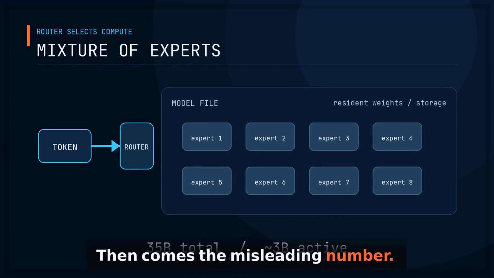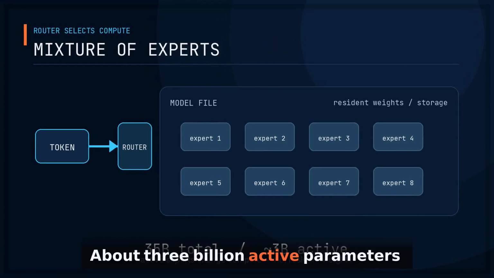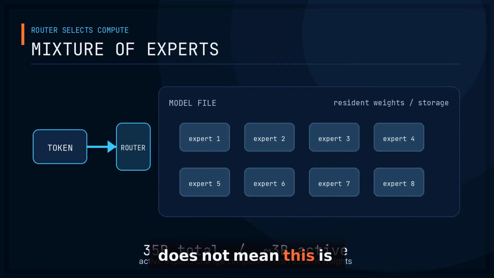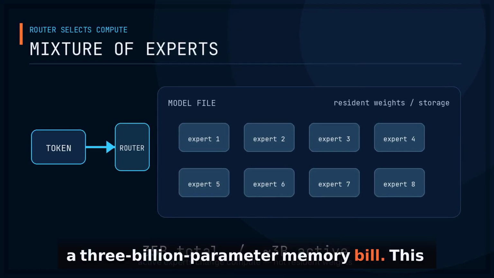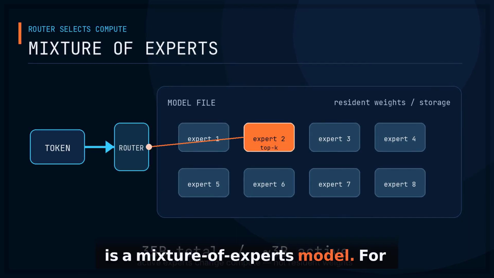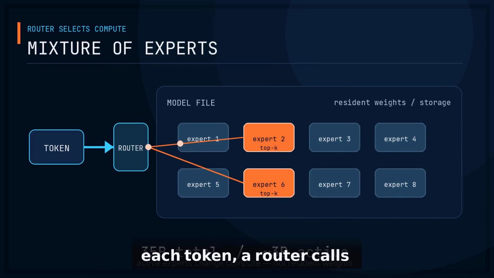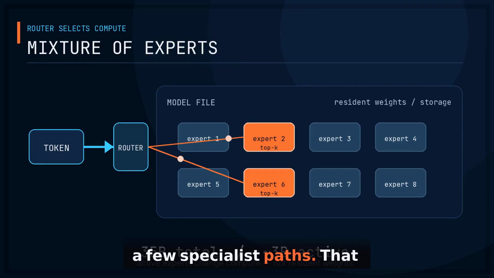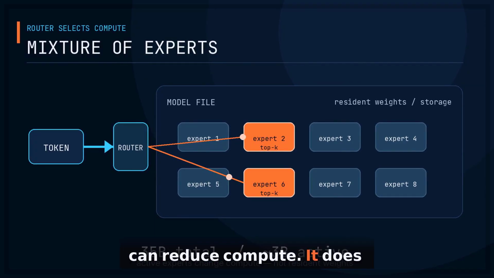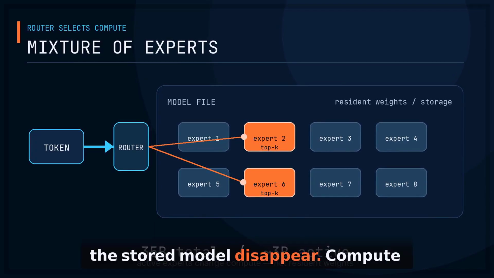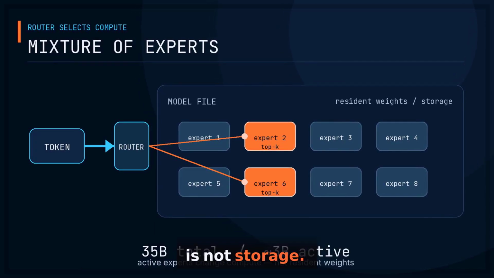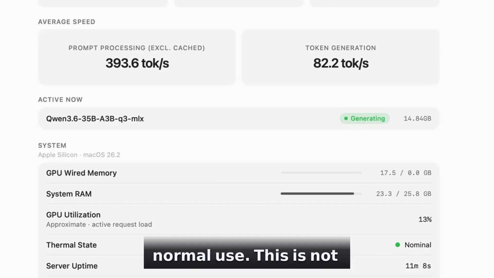Then comes the misleading number. About 3 billion active parameters does not mean this is a 3 billion parameter memory bill. This is a mixture of experts model. For each token, a router calls a few specialist paths. That can reduce compute. It does not make the rest of the stored model disappear. Compute is not storage. Now watch the cache in normal use.